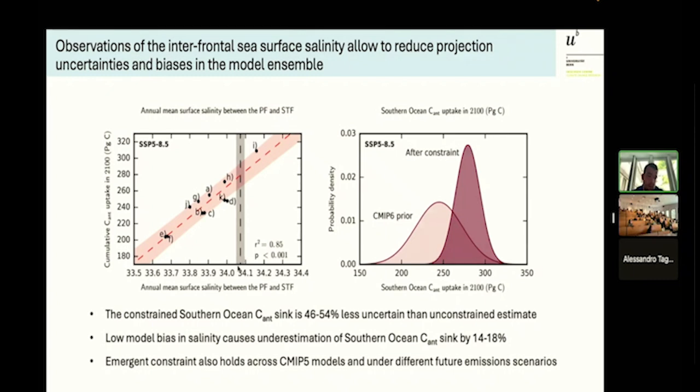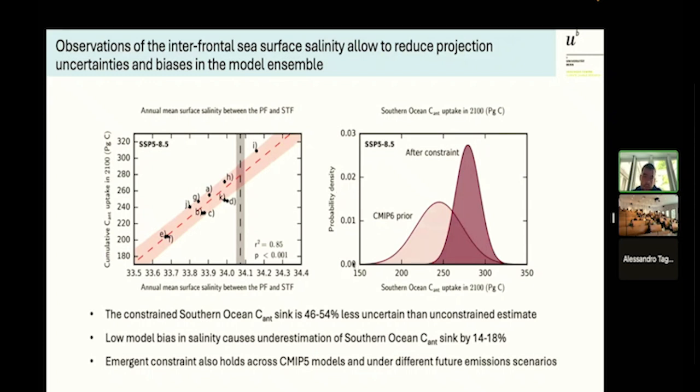Then we take the satellite-based observations of the sea surface salinity, and we find that the cumulative uptake in 2100 is likely much higher than we would have expected based on most of the models, because they all appear to underestimate the sea surface salinity in that zone.